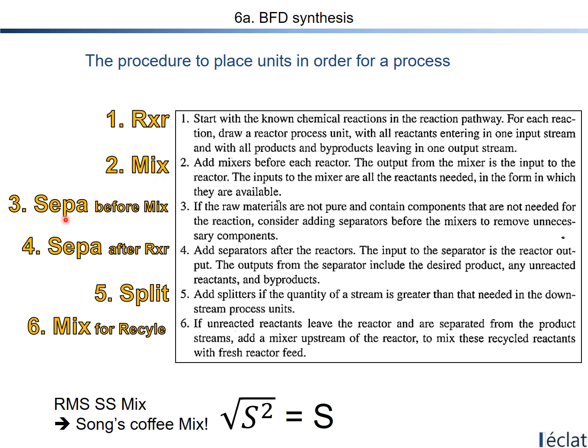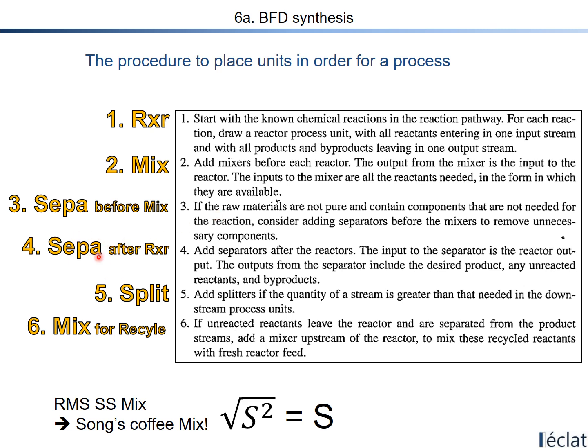The third one is separator before the mixer. Usually your raw materials would have some impurities. It would be better to remove the impurities before introducing your raw materials into the mixer and then going to the reactor. So the third one is separator before mixer, actually before the reactor.